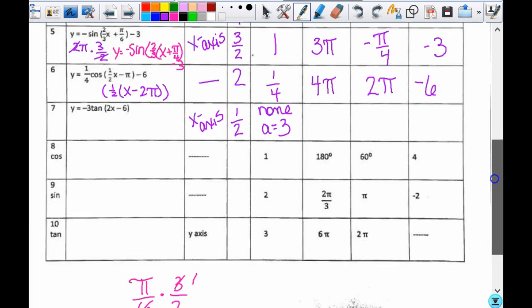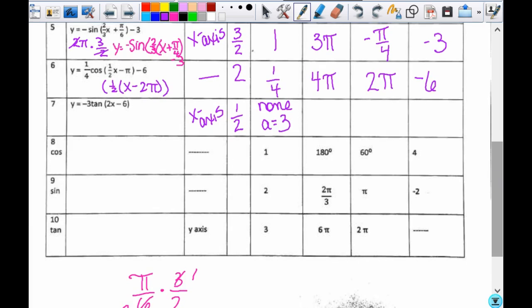All right, so then what is your period here? Pi halves, good, because your normal period for tangent is pi. You're going to take that and divide it by 2, so that makes this pi halves. Very good. So 2 times x minus 3, right? So your phase shift is what? 3, and it's positive 3. And then do we have a vertical shift? No, so 0.